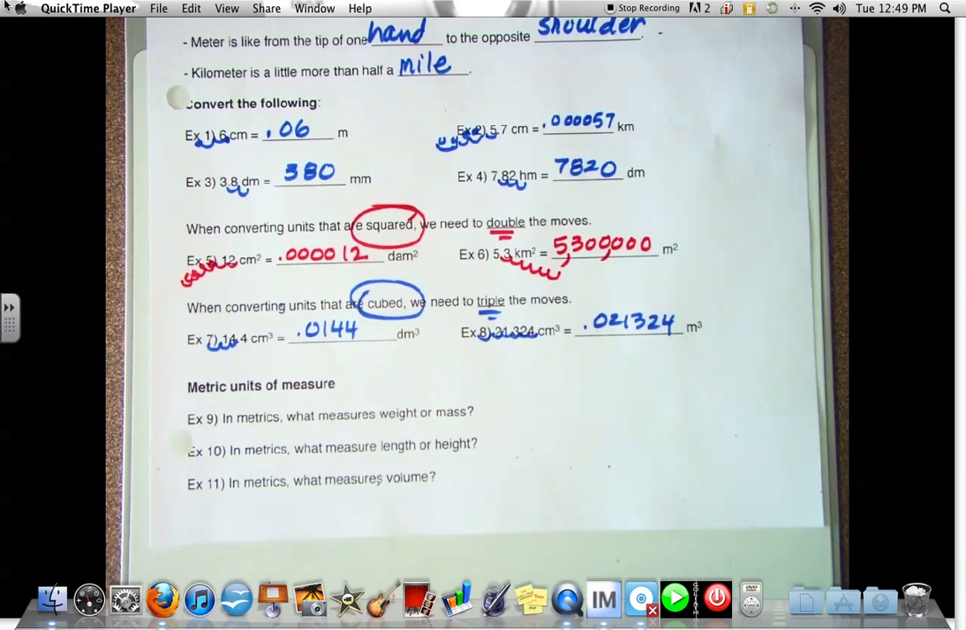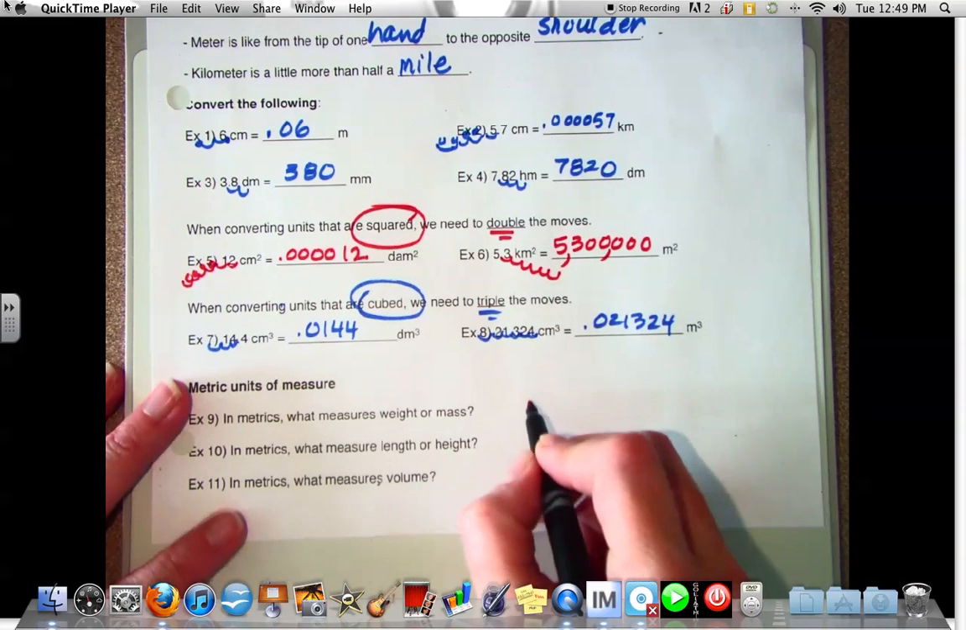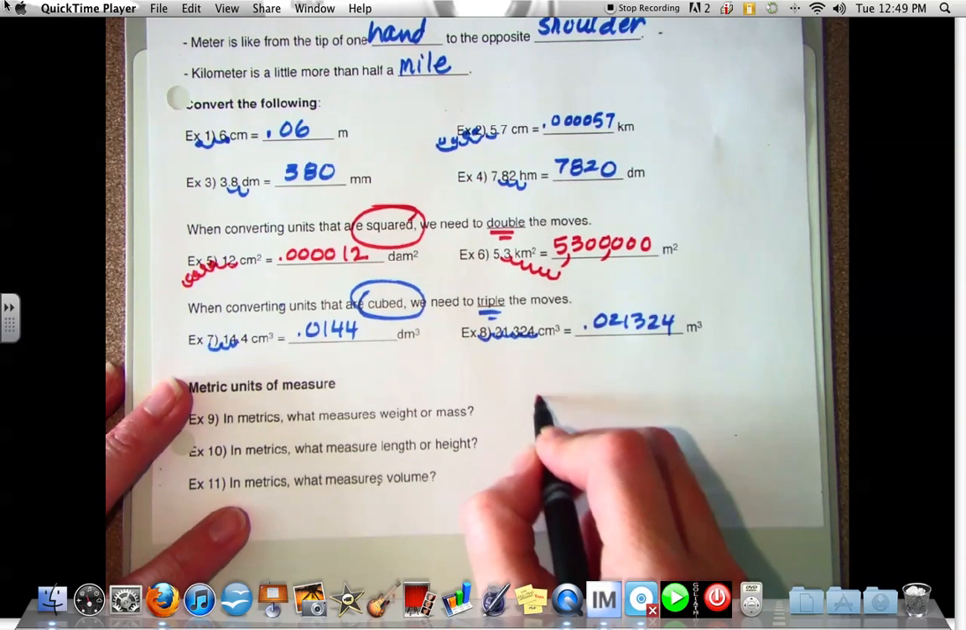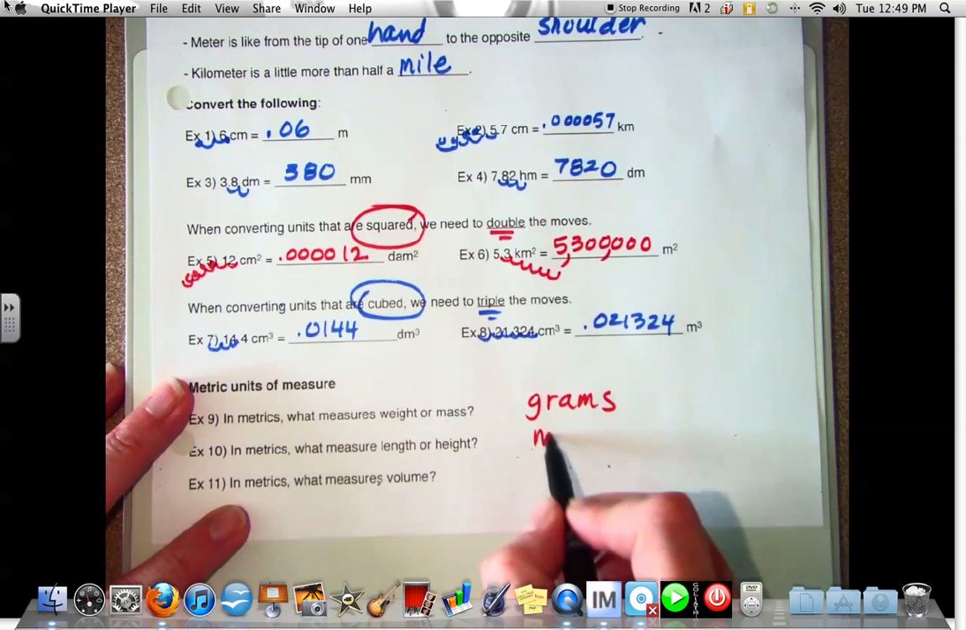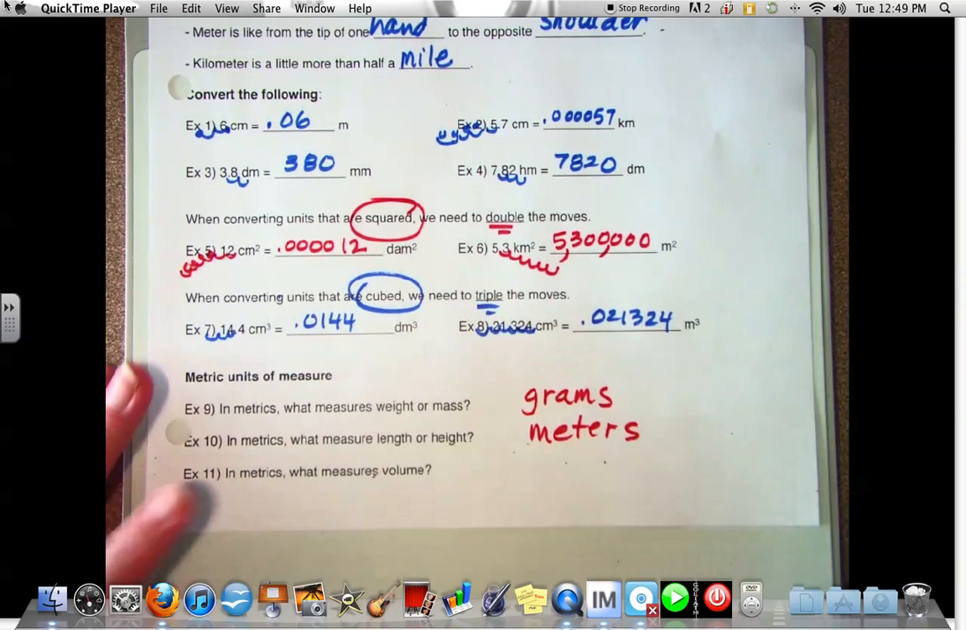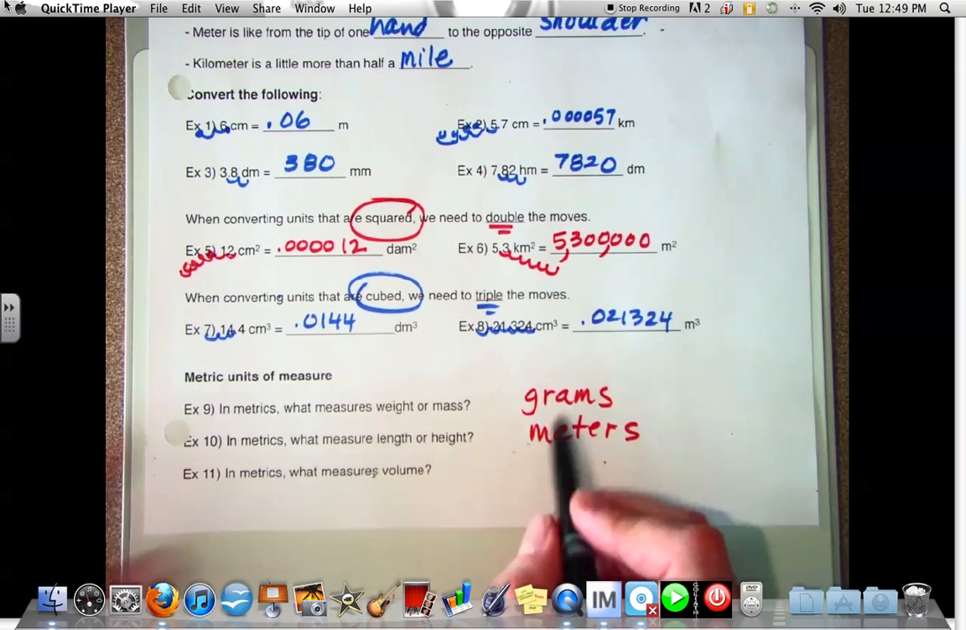All right, in metrics, what measures weight or mass? Grams. What measures length or height? Meters. And what measures volume? Liters.